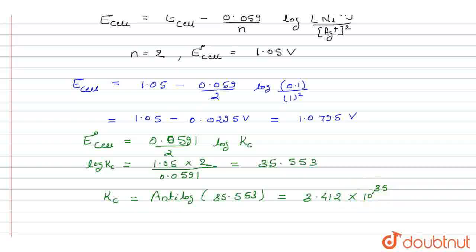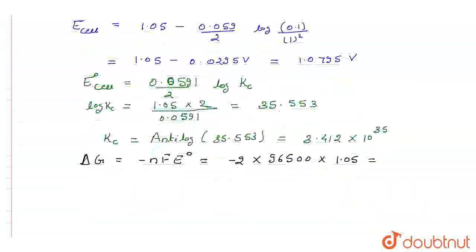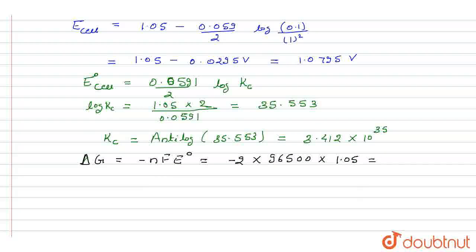Now we have to find the value of delta G. The formula for delta G is equal to minus nF E naught. Substituting the values, we get minus 2 into 96500 into 1.05. Further solving this equation, we get minus 202,650 joules per mole. So this is the answer for this question.